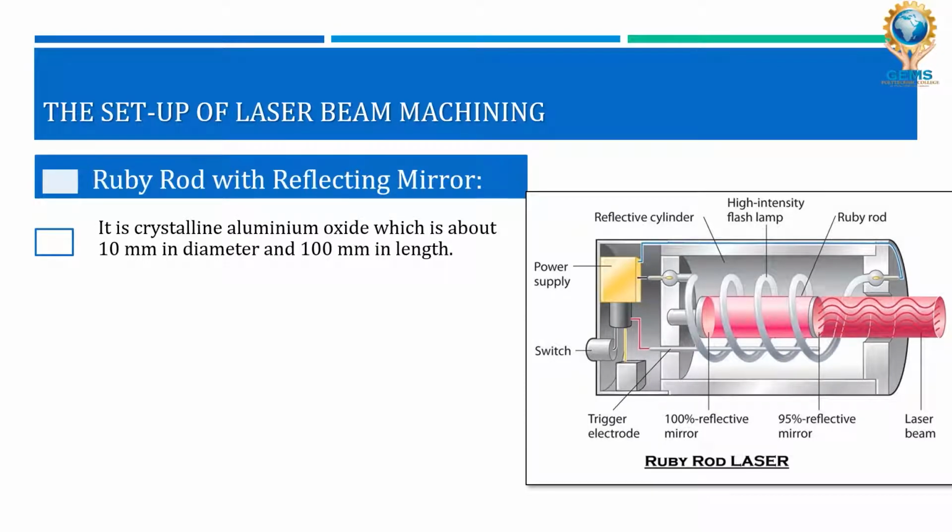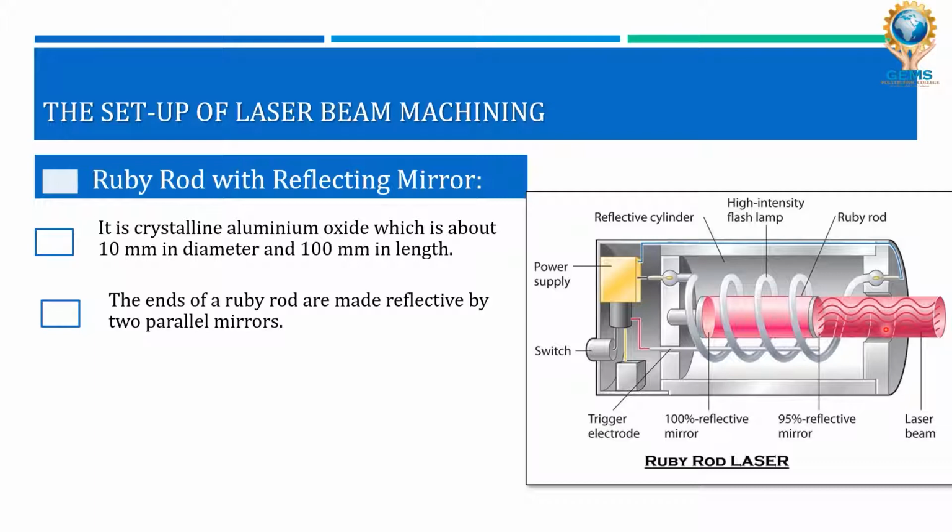So ruby rod, we know it is a crystalline aluminum oxide which is about 10 mm in diameter and 100 mm in length. And moreover, we know that this crystalline aluminum oxide is embedded with 0.05% of chromium ions. Okay, and this is called the ruby rod. Ruby rod means the crystalline aluminum oxide which is embedded with chromium ions. So normally this ruby rod is about 10 mm in diameter and 10 centimeter in length.